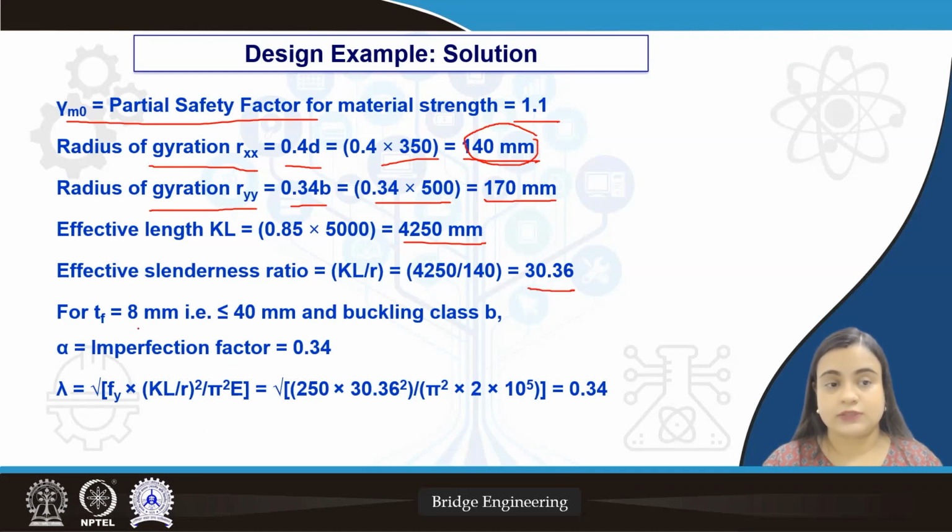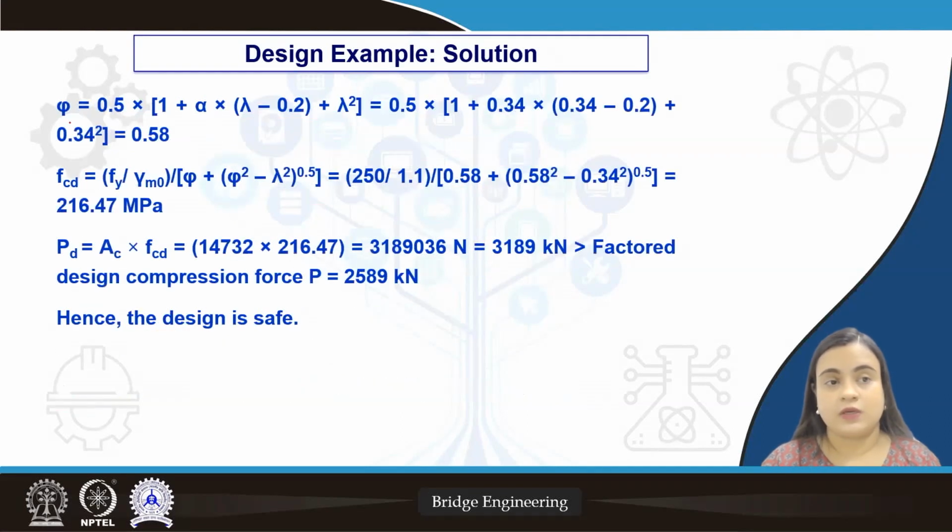For flange thickness of 8 millimeter, that is less than 40 millimeter, and buckling class B, alpha, that is the imperfection factor as per IS code, is 0.34. So lambda can be obtained as shown here by providing the magnitude of all the parameters, that is turning out to be 0.34. So for the given value of alpha and the calculated value of lambda, phi can be determined from this expression, and that turns out to be 0.58.